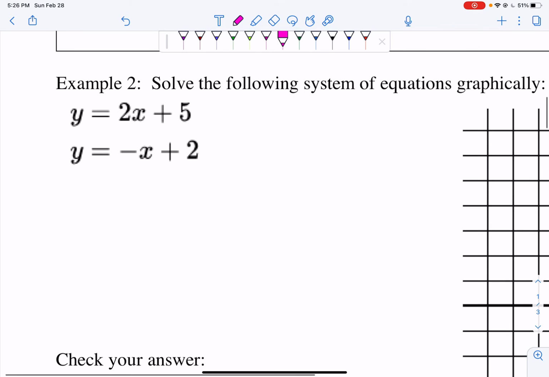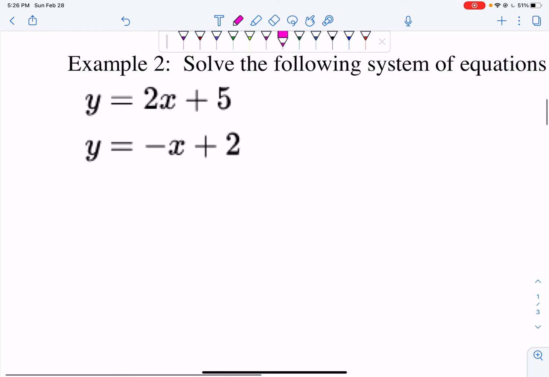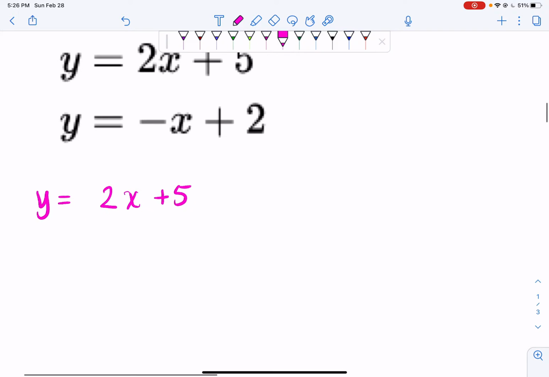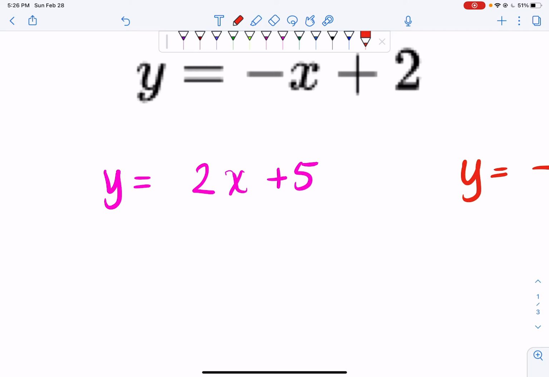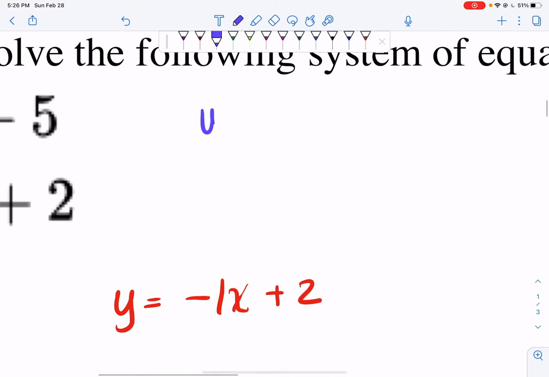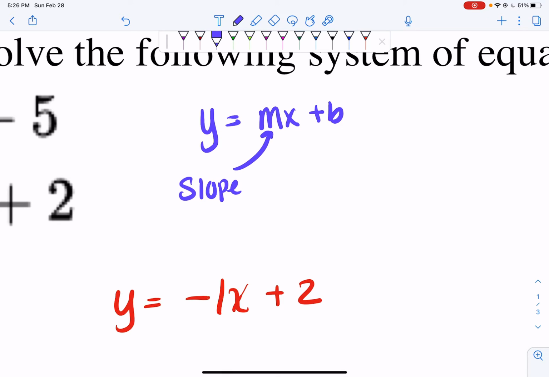So I like to color code my graphs. So I'm going to color code and write down y equals 2x plus 5. And then I have y equals negative x plus 2. Okay, so if I look in my first equation, before we begin, let's just make a quick note. We know linear equations are written as y equals mx plus b, where the m stands for your slope, and the b stands for your y-intercept.